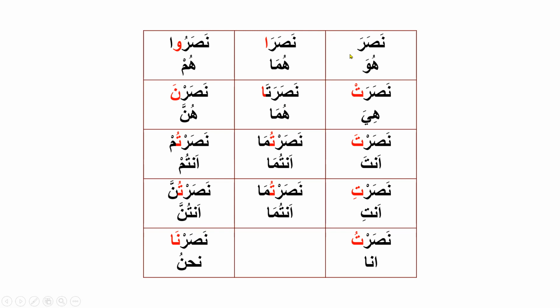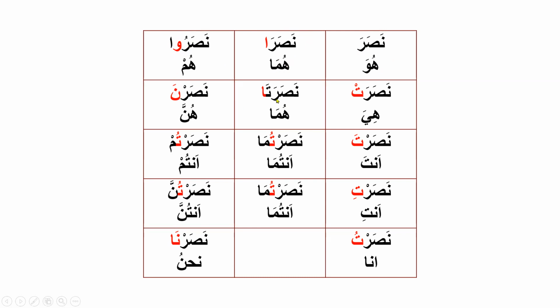Alhamdulillah, Nasara, he helped. For the past tense, for the pronoun Huwa, the past tense is Nasara, he helped. Noon, Swad, and Ra, Nasara. Huwa Nasara. Okay, two. As you know, for Huma, this alif will be used to conjugate the Nasara pattern for two persons. Nasara, for Huma we will add an alif here.